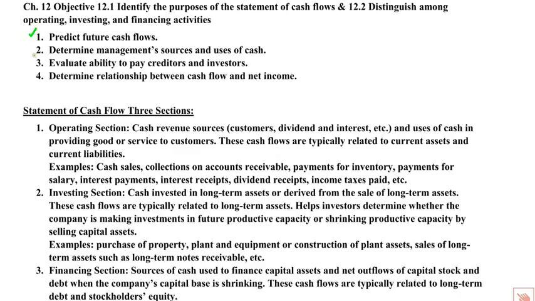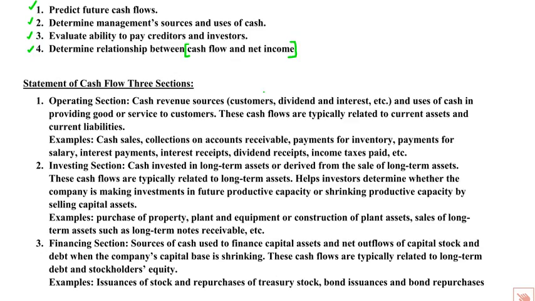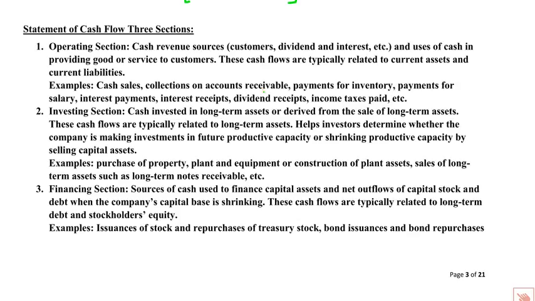To help investors predict future cash flows, to determine management sources and uses of cash, and help investors evaluate the ability to pay creditors and investors. So the ability to pay interest and dividends, and also to pay their bills. And also, we're not really going to touch on this one very much, but determine the relationship between cash flow and net income. So there are some investors who think cash is king, and others who also look at net income when assessing value. And there is a lot of highly technical analysis on the relationship between the two, but we're not going to spend a lot of time there.